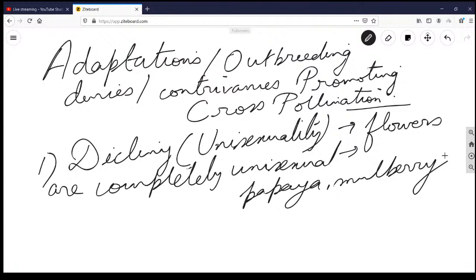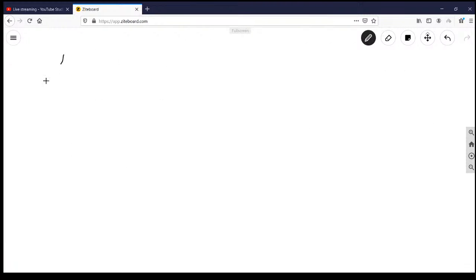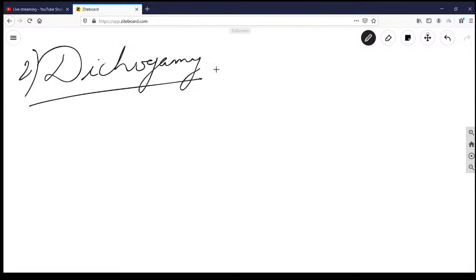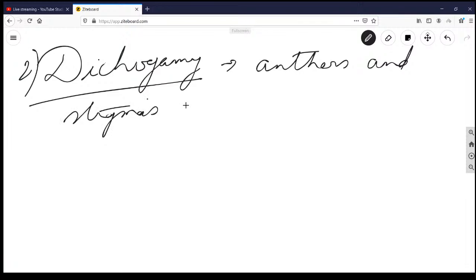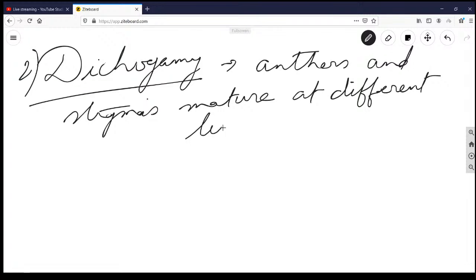Okay, next up, number 2, is dichogamy. In bisexual flowers, the anthers and stigma mature at different times. Again, it will reduce the probability of self-fertilization. It is not like homogamy where they mature at the same time. They mature at different times, thus reducing the probability of self-fertilization.